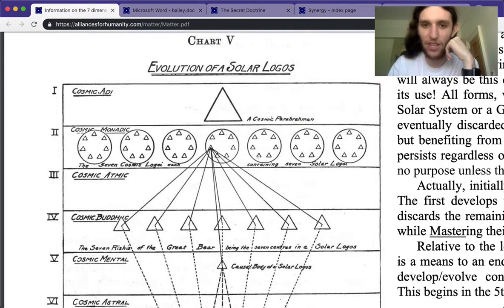Evolution of the solar logos. Logos? Oh, logos, like pathos logos.